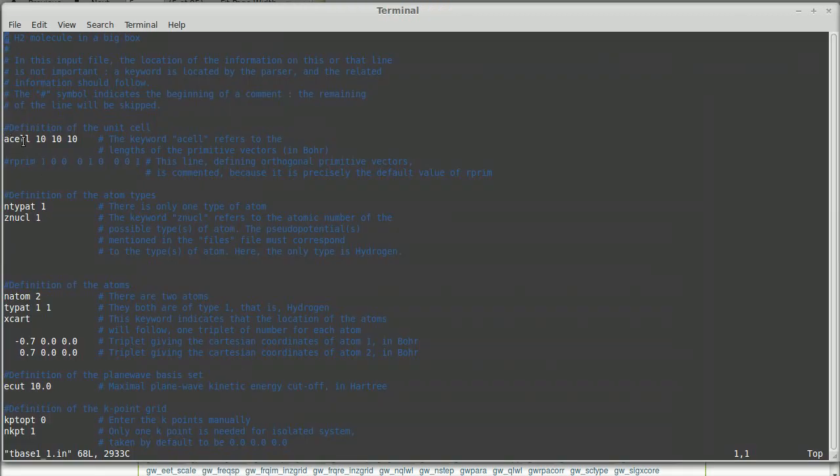So for example, the first one is this acell variable. It's written here that the keyword acell refers to the length of the primitive vectors in bohr. So inside Abinit we use bohr for the length, so we don't use angstrom. We also use hartree instead of the more commonly known electron volt.